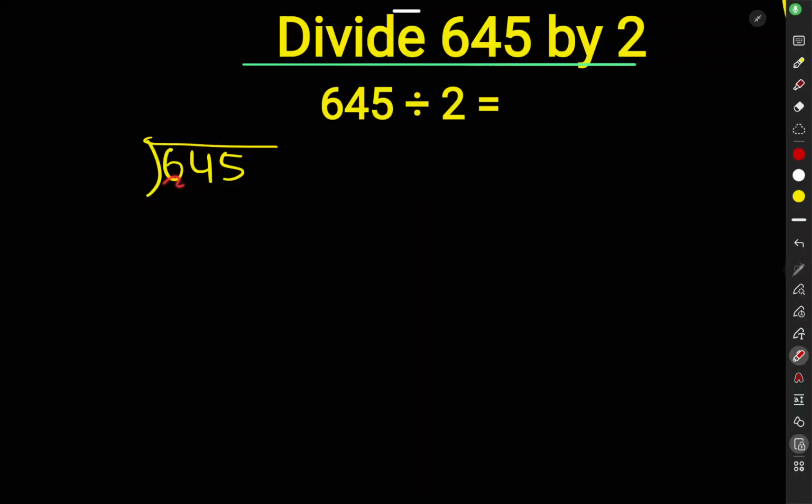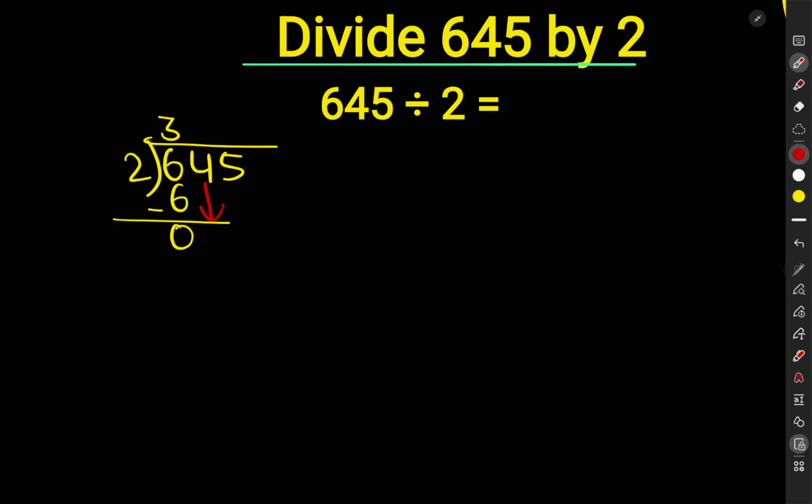We divide 645 by 2 in long division method. So 2 times 3 is 6. On subtracting we get 0.